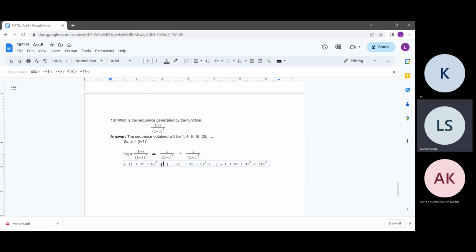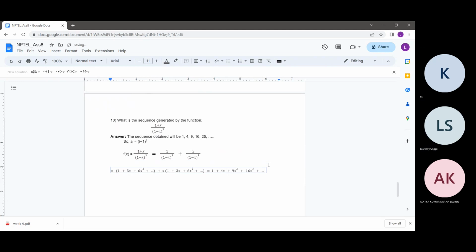And after the 10x cube, from here 6x square will be added, like 6x square times x. So we'll add 6x cube more. So we'll obtain 16x cube, and so on. This will be the final generating function. So maybe it can be underlined also. But no, maybe I'll try to underline.